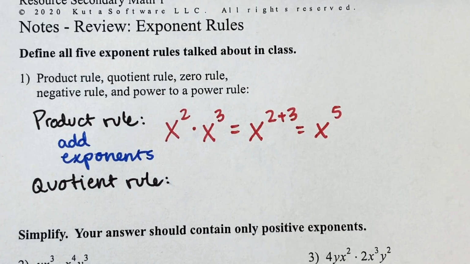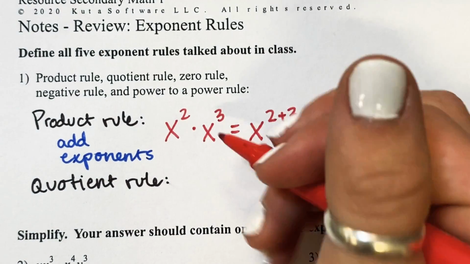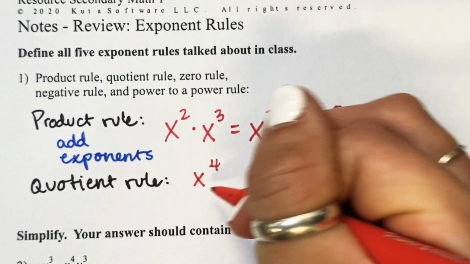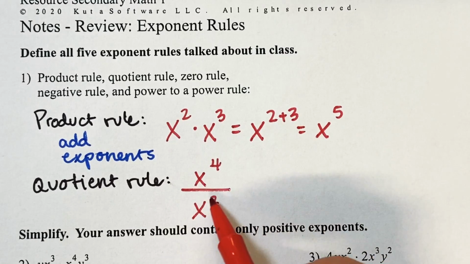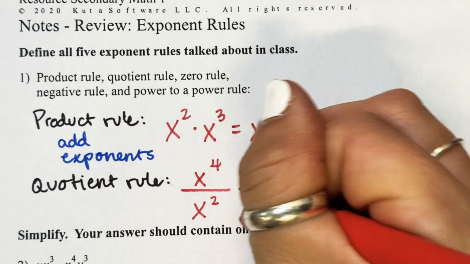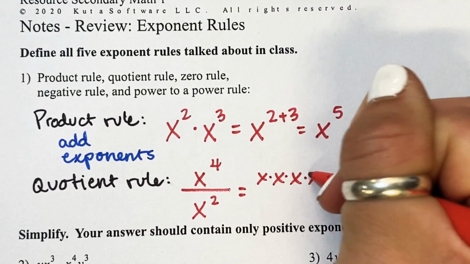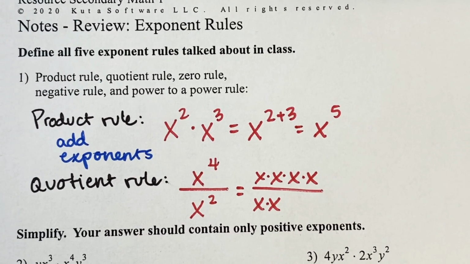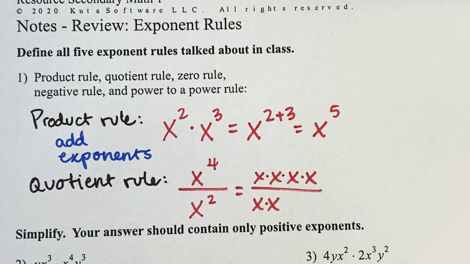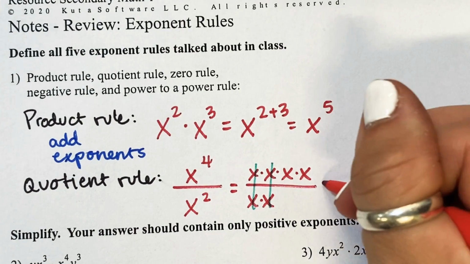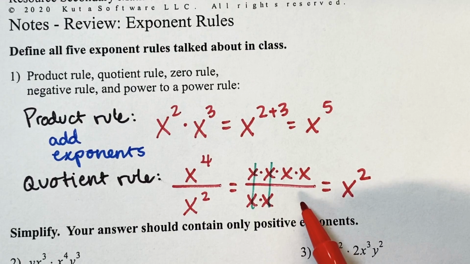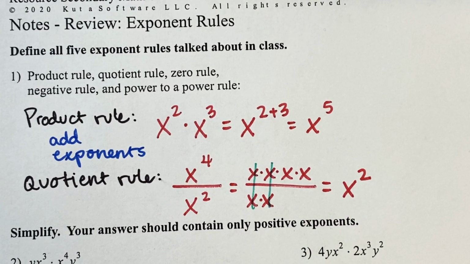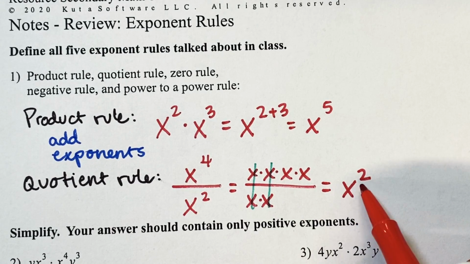Okay, now we have our quotient rule. So this one, we have x to the 4th and it's being divided. In product rule, they were being multiplied; in quotient rule, they're being divided. Okay, x to the 4th divided by x squared. There's 2 ways we can think of this, right? We have 4 x's on top and 2 x's on bottom. What happens when we have the same thing on top and bottom? They cancel. So what we get is x squared left on top. When we have nothing left on bottom, there's really that invisible 1 left on bottom. Do we have to write it? Nope, we do not. So our final answer is x squared.